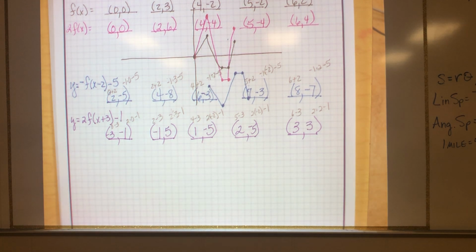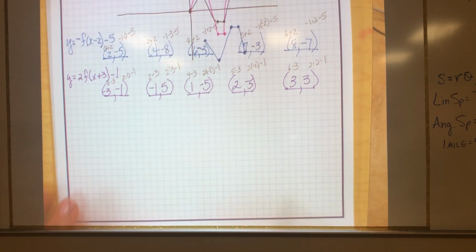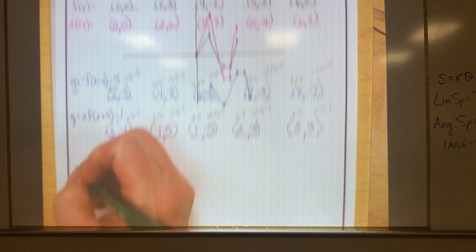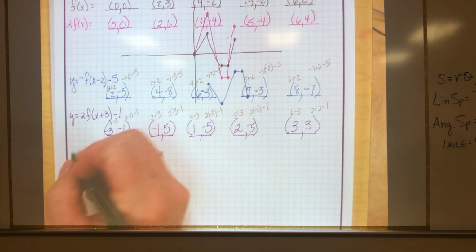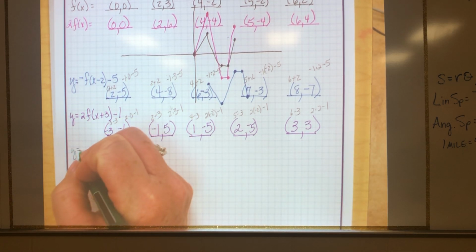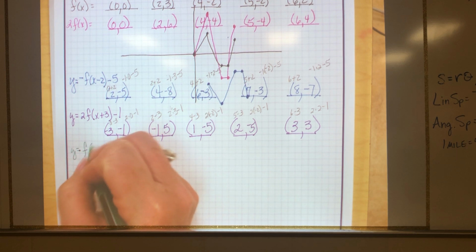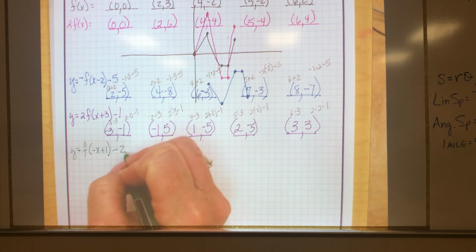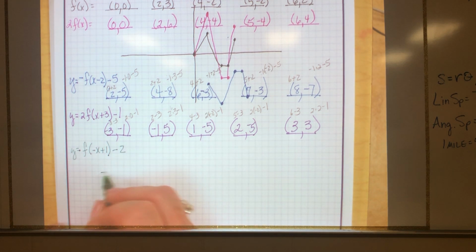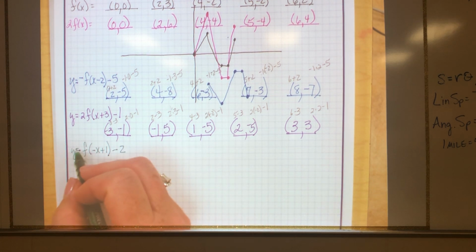No? Okay, so I want to do one more. This one's going to be difficult, okay? This one's going to be difficult, so it looks like this. We still want to see those points. Y is equal to f of negative x plus 1 minus 2. Is that a negative f or is it? Nope, it's just an f.